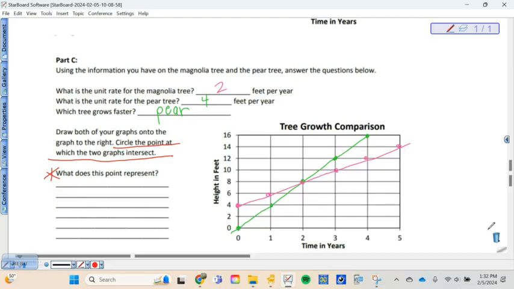2, 8. So what does that point represent? 8 feet in 2 years. Yes, both trees.